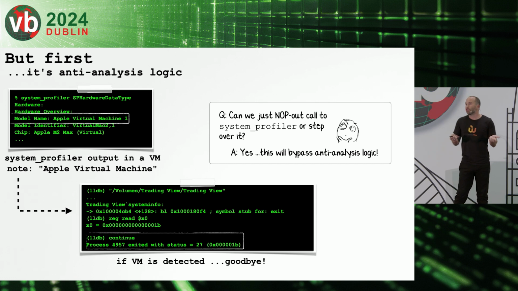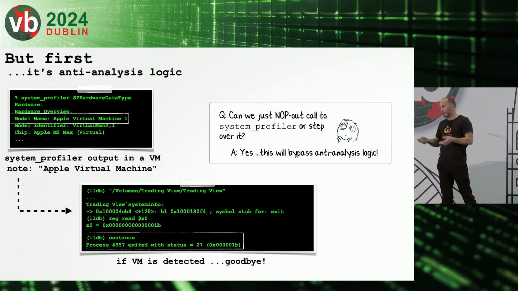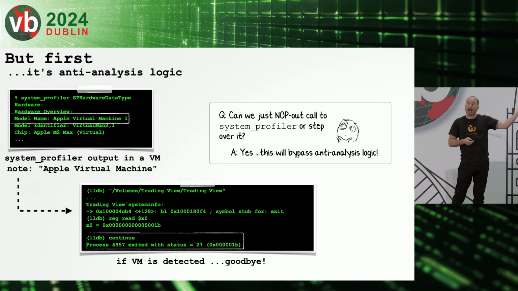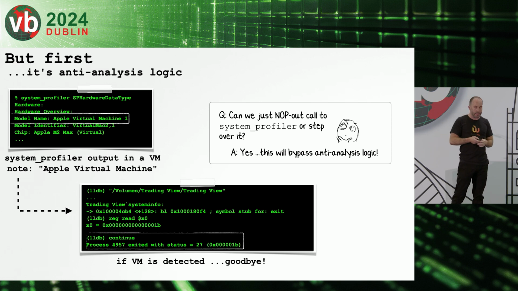So if we pop into a virtual machine and we run this system profiler utility ourselves, we can see that, yes, indeed, there is a model name which contains a string related to virtualization because we are in a virtual machine. Which then means if we run the malware in a debugger, because it has this anti-VM detection, it will detect that same string, say, yep, I'm in a virtual machine, and then exit with that error code we mentioned.